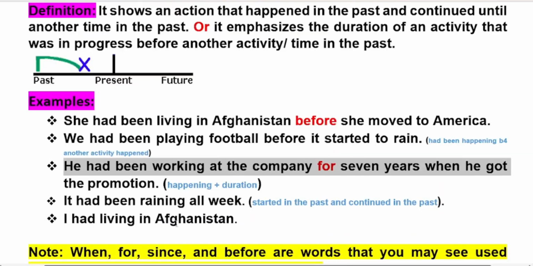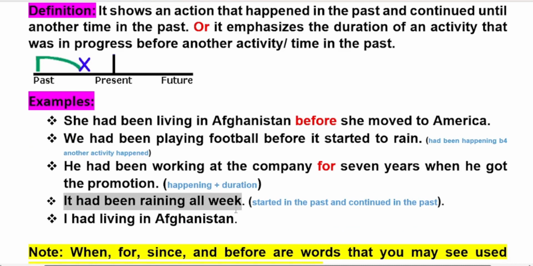The next example. It had been raining all week. See? An action had been happening, right? An action started in the past and continued in the past.